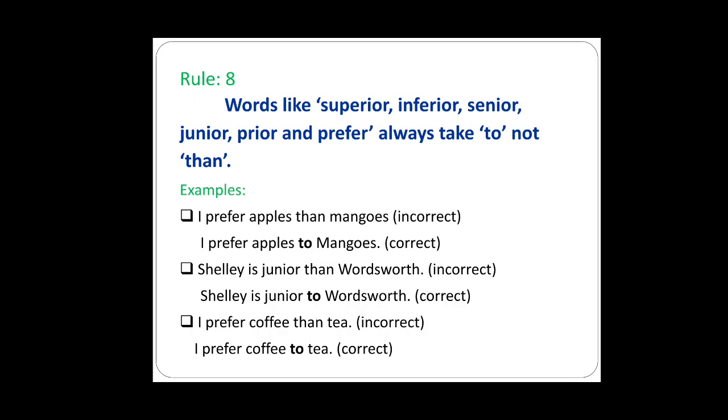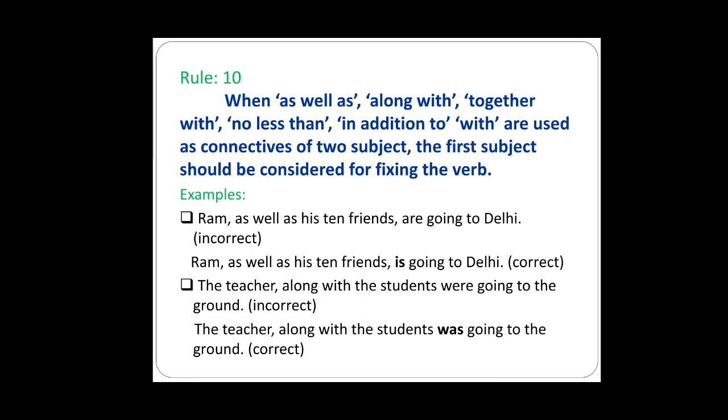I prefer coffee than tea. This is incorrect sentence. I prefer coffee to tea. This is correct sentence.